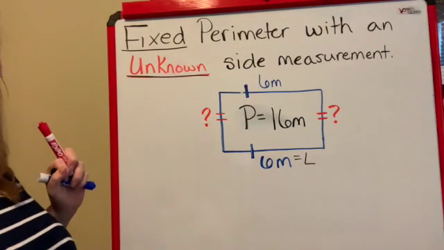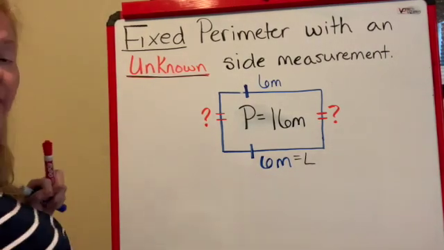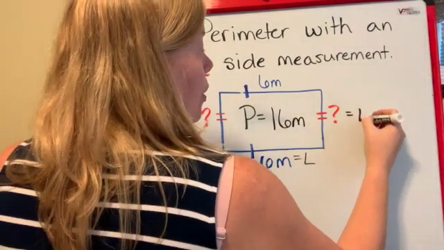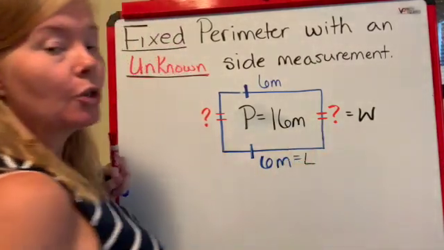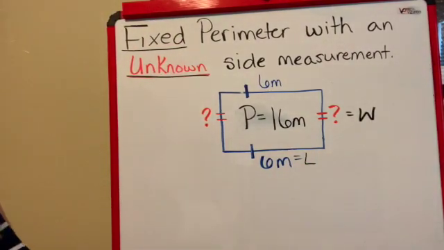What are we missing? We know the length, but we're missing, perfect, we don't know what the width is. We have a question mark there, so we don't know what the width is. We're going to figure that out today, and we're going to use the same exact formula that we used last week, which is the formula for perimeter.